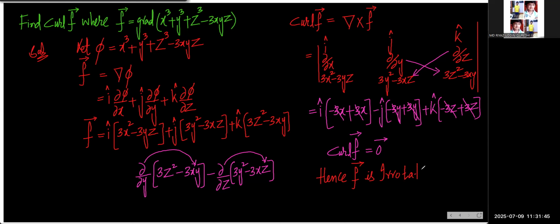Irrotational means we have to just show the curl value is zero. For this one, if you want a separate question, I will give you. A separate question I will give you for curl: how to show that the vector is irrotational. Let us do one question for that. Okay, sir.